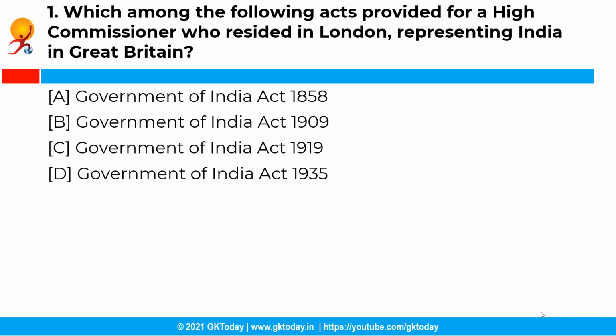So our first question is that which among the following acts provided for a High Commissioner who resided in London representing India in Great Britain? Now your options are option A, Government of India Act 1858, option B, Government of India Act 1909, option C, Government of India Act 1919, and option D, Government of India Act 1935. So the correct answer for the question is option C, Government of India Act 1919. See, this act provided for a High Commissioner who resided in London and represented India in Great Britain as well.